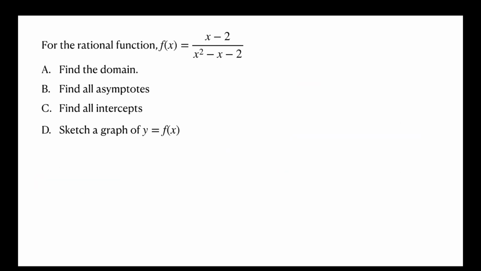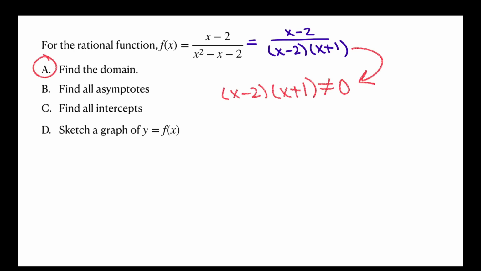Let's do another example. I have the rational function f of x equals (x minus 2) divided by (x squared minus x minus 2). Before I do anything else, I want to get this in factored form. And I notice that we can factor the denominator. The product has to be negative 2, so 2 and 1. And if I choose a negative 2 and a positive 1, that does add up to negative 1 for that negative 1x term. So this function in factored form is (x minus 2) divided by (x minus 2)(x plus 1).